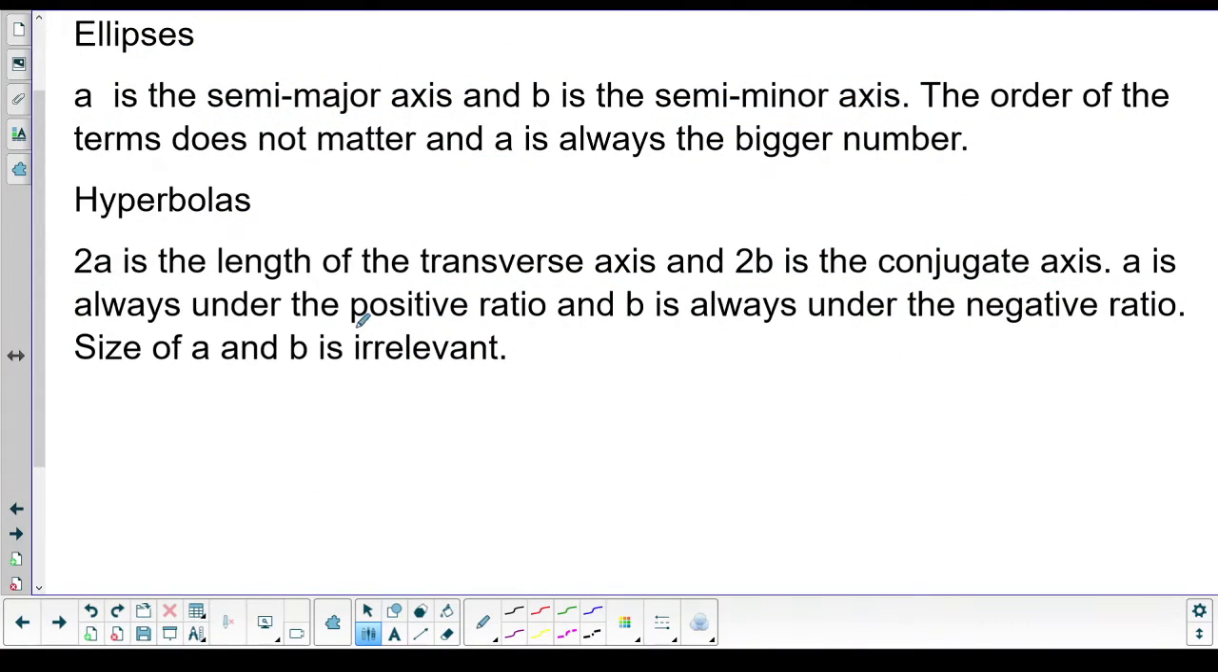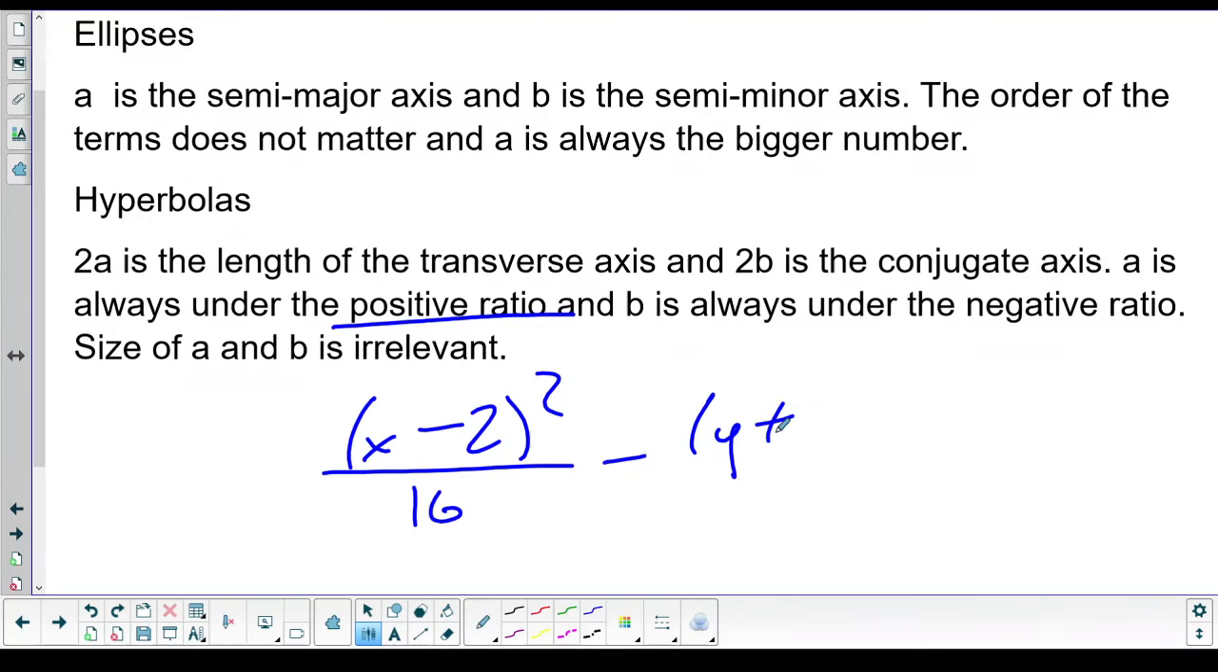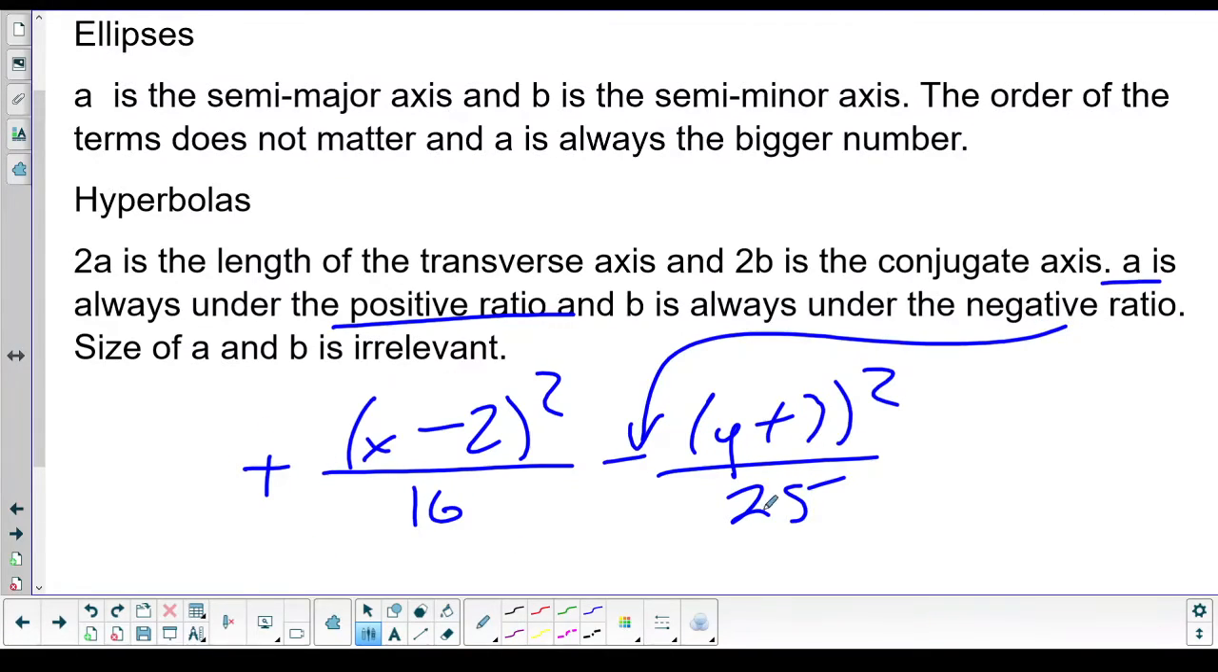A is always going to be under the positive ratio or the positive fraction. So this first fraction, it might be x minus 2 squared over 16 minus y plus 3 squared over 25. It doesn't matter that 16 is smaller. A is under the positive one. There's a plus sign in front of this. B will always be under the negative ratio. So this would be b squared. This is a squared. The size of them is irrelevant for hyperbolas.